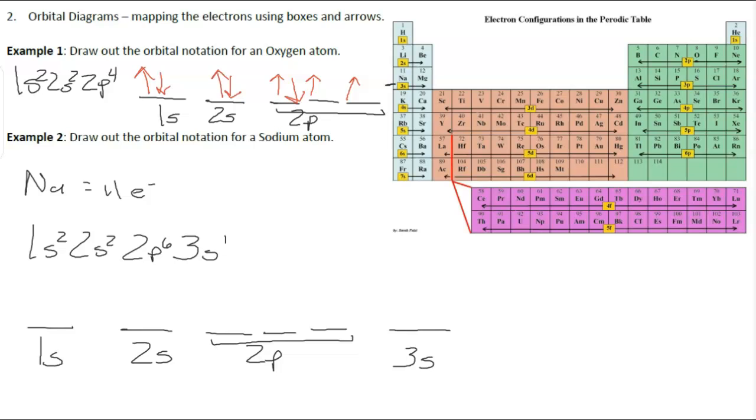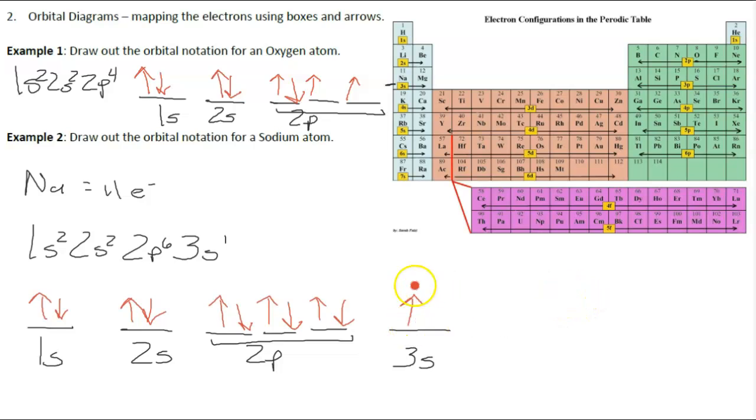And then I go back and I put in the arrows. I have up, down for 1s and up, down for 2s. In the p, I always practice up, up, up, and then I put down, down, down. If you practice it that way, you won't forget on test day. Then the last one I need to add is in 3s. I put it right there, and I am finished.